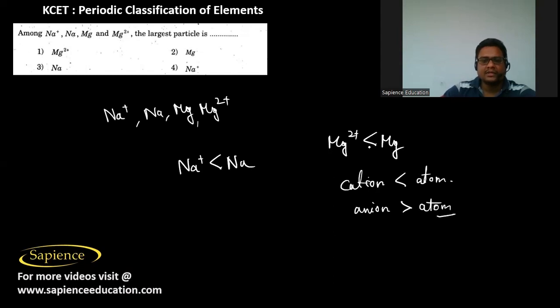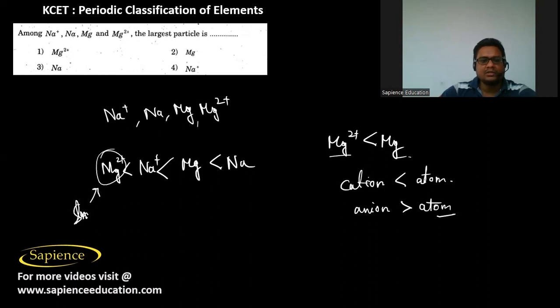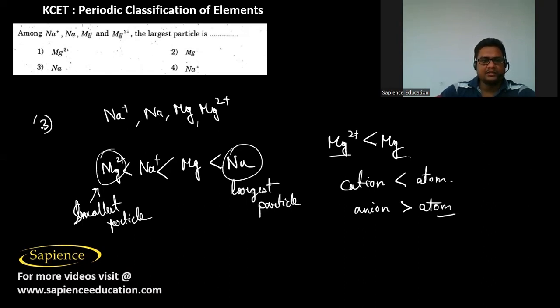So the size of the cation will be less than its atom, and the size of Mg will be lesser than Na plus, and Mg2 plus will have the least size. No, sorry, Na plus will have lesser size than Mg also. So here there is Na plus and then Mg. So Mg2 plus has the least size, so it is the smallest particle, and sodium Na is the largest particle. So option 3 is the correct answer.